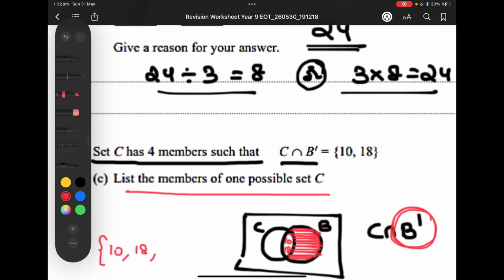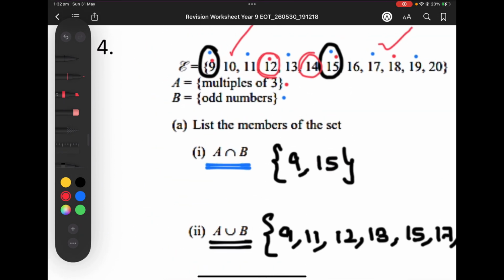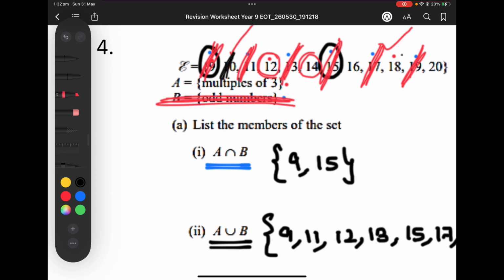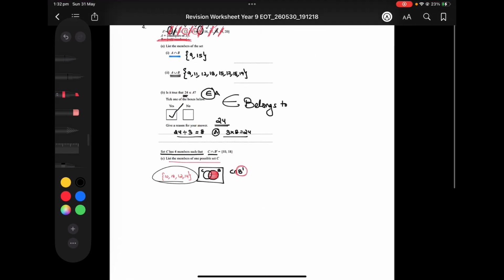It is going to be a different answer for each one of them. 12 and 14 would be a possible set that I can make, or any set that is not there in B. So I have to cross all the B points, the blue ones, sorry. Any ones that I have, leaving the blue points and leaving the 10 and the 18, whatever is left. So 12 is left, 14 is left, 16 is left. I can take those and make my set in here.